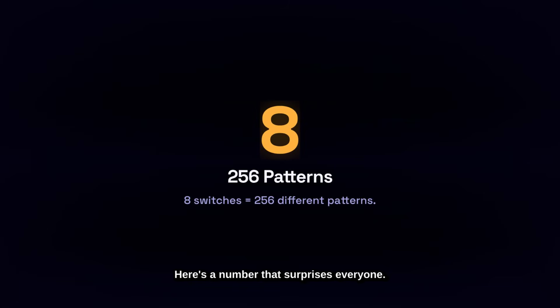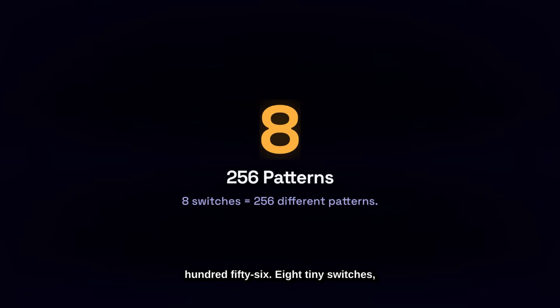Here's a number that surprises everyone. Take just those 8 switches from the box. How many different patterns can they make? From all off, 0, up to all on, 11111111? The answer is 256. 8 tiny switches, and already 256 unique combinations. That doubling really adds up fast.